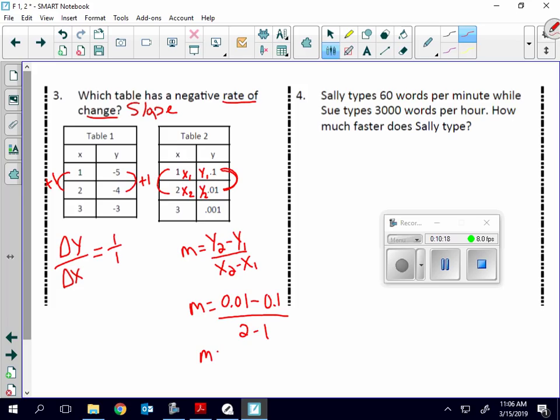And you have calculators for this, so you can do that if you need to. 0.01 minus 0.1 is negative 0.09 over 2 minus 1, which is 1. So there you can see this one has the negative slope, so the answer is table 2.